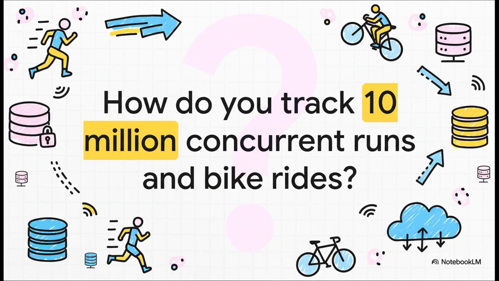And this is really the heart of the problem, right? 10 million concurrent activities. I mean, that's a huge number. It immediately tells you that a simple app with a basic database just isn't going to cut it. You've got to think about everything. What if the network drops? How are you going to store all that data? And how do you make it all feel fast and responsive? It's a massive engineering challenge.